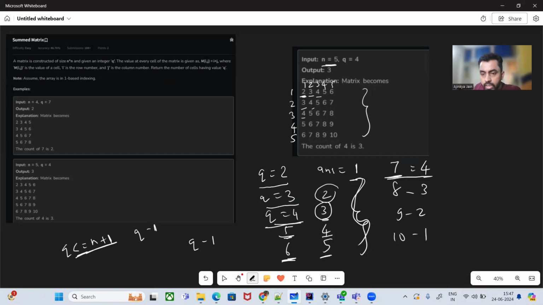Now let's look at this. When q is 7, 4 is the answer. So for example, what is q? q is 7 minus what is n?